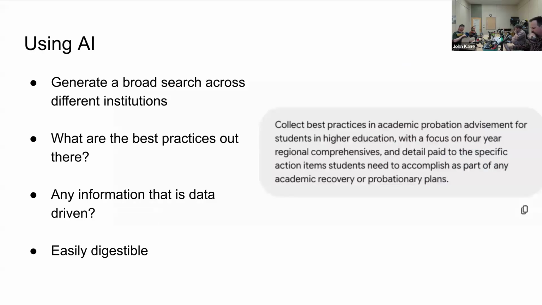So again, a very broad initial inquiry, which could likely be very much improved knowing I am a fairly novice user. I asked it to collect best practices in academic probation advisement for students in higher education with a focus on four-year regional comprehensives, trying to really aim at what we are, and with detailed pages of specific action items students might need to accomplish as part of any academic recovery or probationary plans.